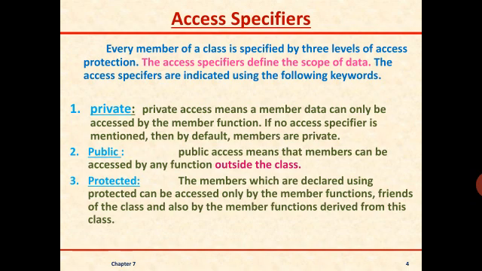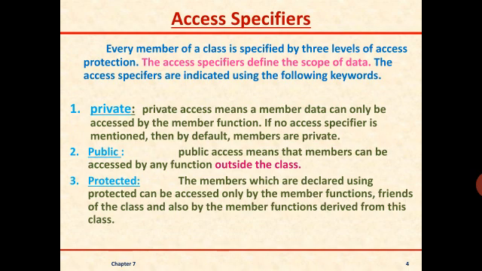So now let us learn what an access specifier is and what the different access specifiers we have in C++ are. Every member of the class is specified by 3 levels of access specifiers. Access specifiers define the scope of the data, and they are specified by 3 important words: one is private, second is public, third is protected.